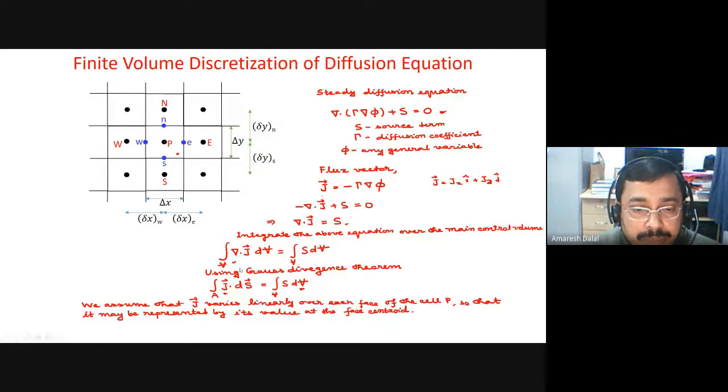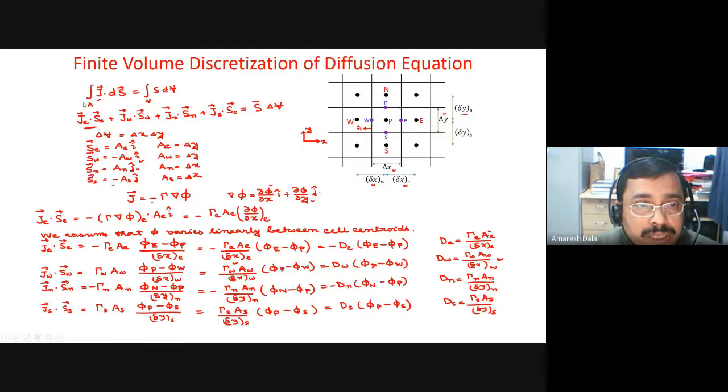So surface fluxes. One approximation or assumption we make here is that this J needs to be integrated over these surfaces. In 2 dimensions we are showing it here, but if it is 3 dimensions, then it will be a 2-dimensional surface, and over that surface you need to integrate. So we'll assume that J varies linearly over each of the faces, so that it may be represented by its value at the face centroid. The face centroids are small e, small n, small w, small s.